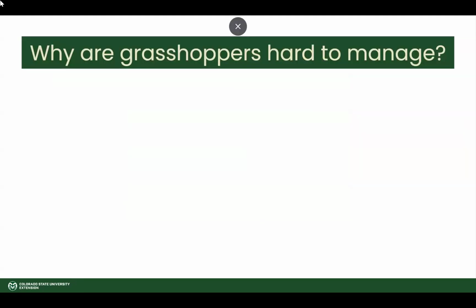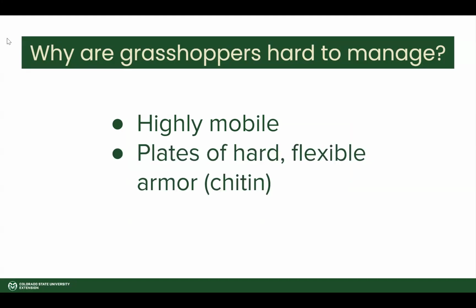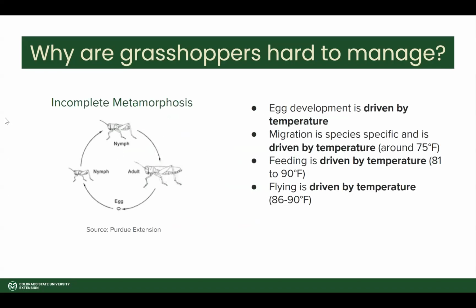So why are they so hard to manage? They are highly mobile. We mentioned they can walk, they can fly, they can jump, and they have armor. Their exoskeleton has these hard but flexible plates that are made up of chitin. When you apply a product to them, it can be hard to get that product to penetrate these chitinous armor plates. It's hard to apply anything, even just a blast of water directly to them, because they can move so easily.